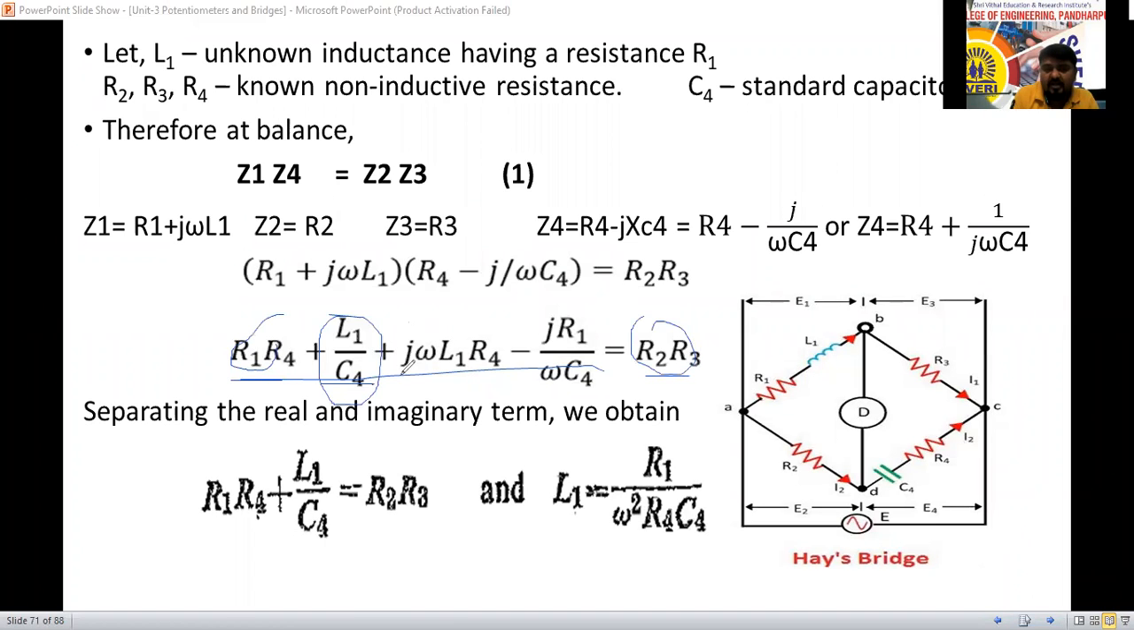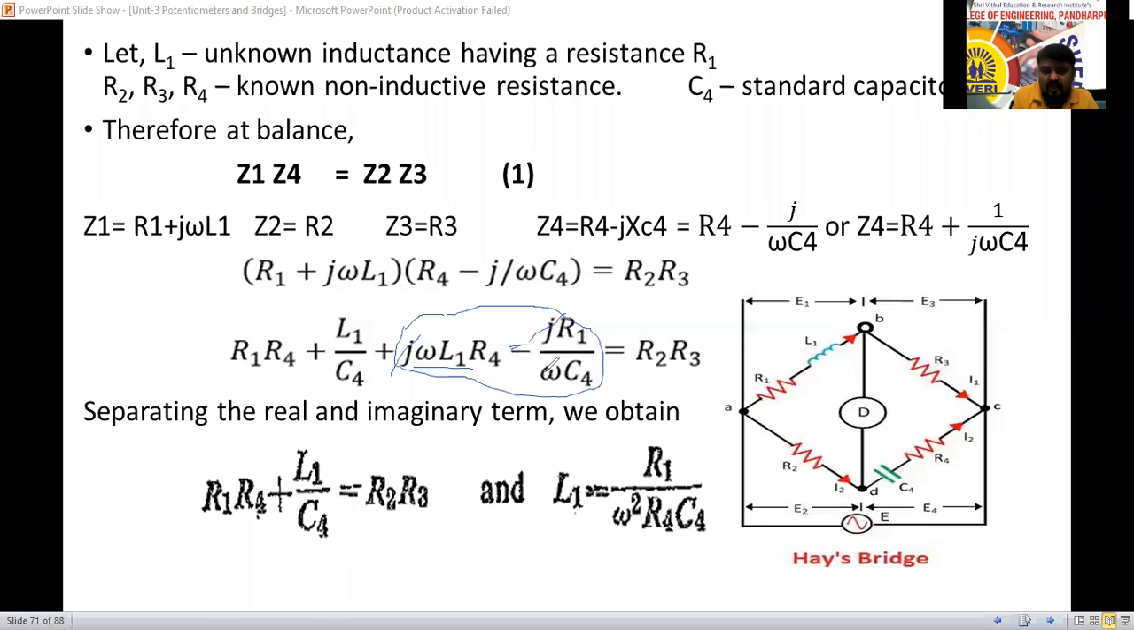But this complete term, J omega L1 R4 equal to J R1 omega C4, we can write like this. Yes or no? These two are the imaginary terms: J omega L1 R4 minus J R1 divided by omega C4 equal to 0. When I send this into the RHS, it will become J omega L1 R4 equal to J R1 omega C4. It will become like that, no? Only in the cover of blue lines you consider that one. Here J is there, here J, it will cancel.